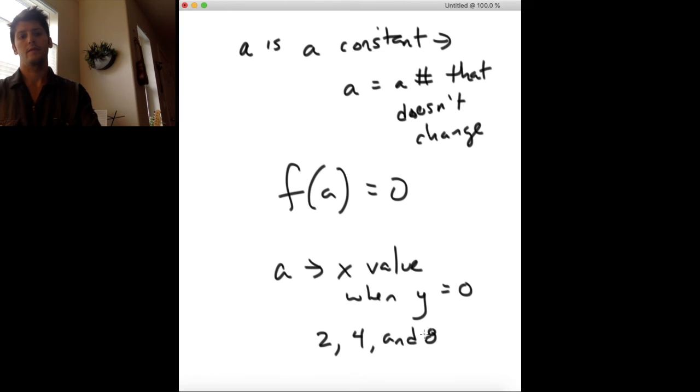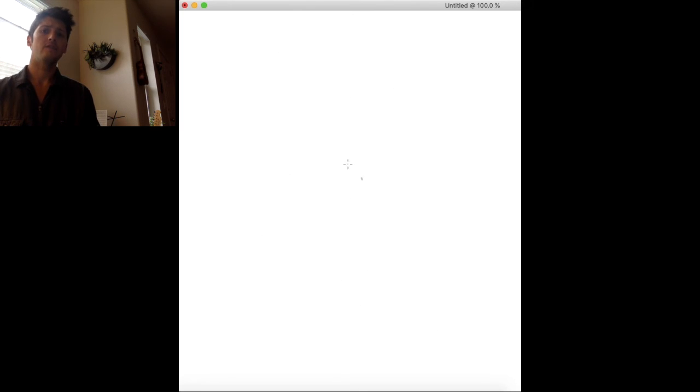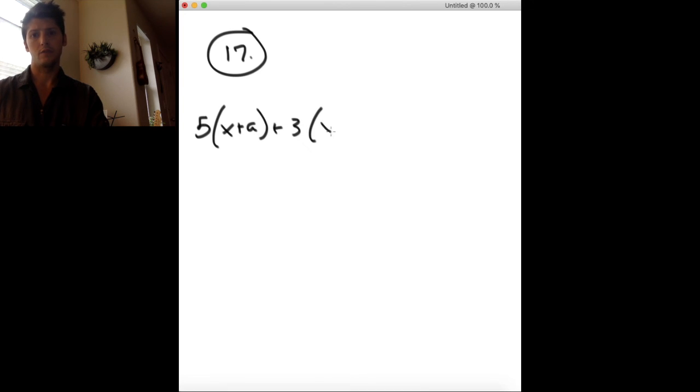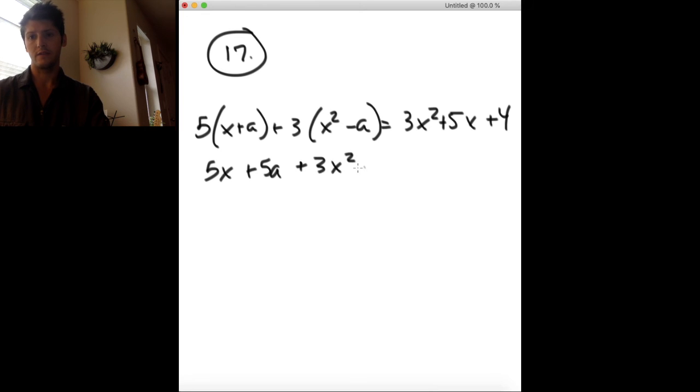Okay. I'm going to keep going here. So number 17. 17 is the situation where you don't have to do all the work. You could do all the work here. Let me give myself space to actually do this. 5x plus a plus 3x squared minus a equals 3x squared plus 5x plus 4. You could do all the distribution here, right? 5x plus 5a. Make sure that you actually nail the distribution because that's an easy mistake to make. 3x squared minus 3a, and it still equals all this stuff.